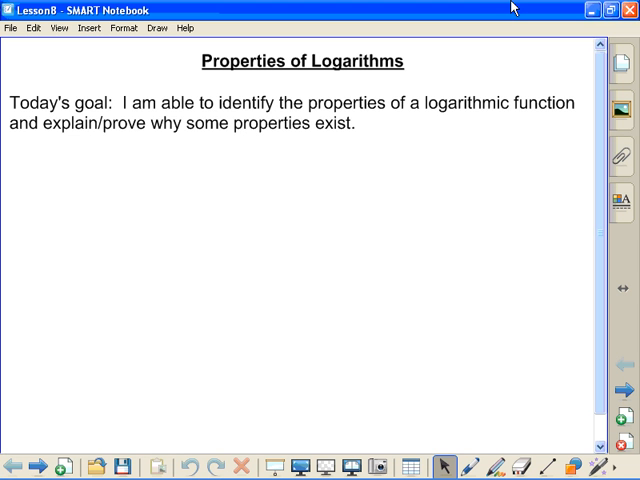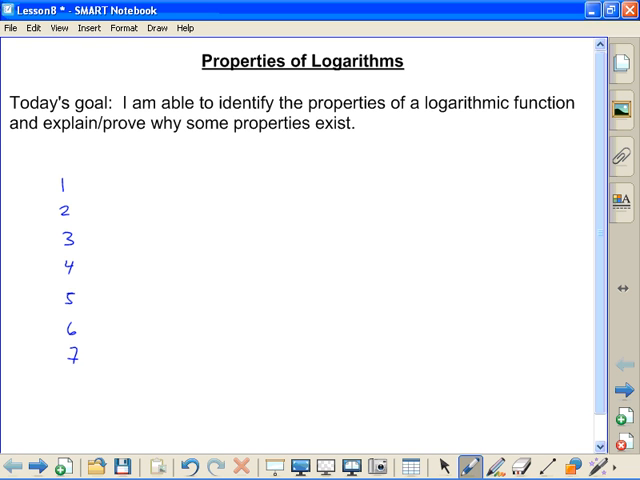Alright, today's video is on properties of logarithms, and we have 7 properties in total. So what I want your goal for today to be is that you can identify the properties of a logarithmic function. I want you to be able to apply them, and even some of them I want you to be able to explain. And you'll see that it's not outside the realm of reason, because the 7 properties that we're going to have today, I'm just going to show you in general.